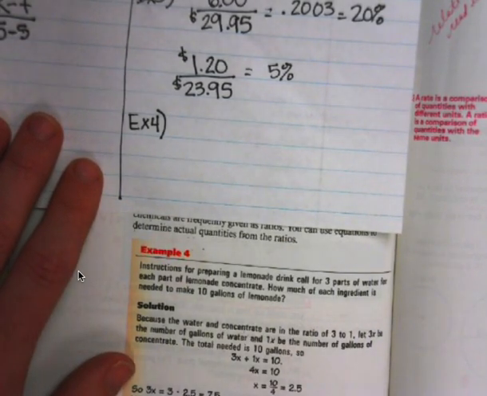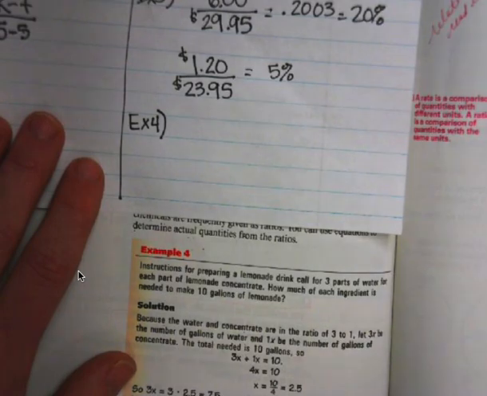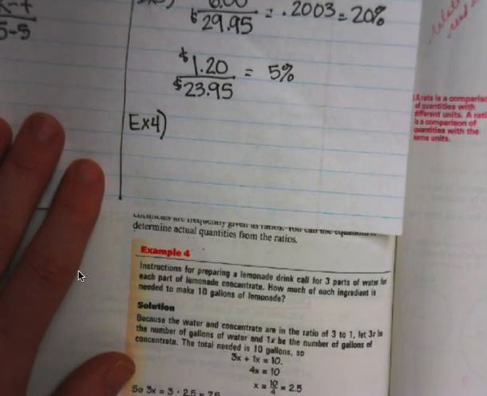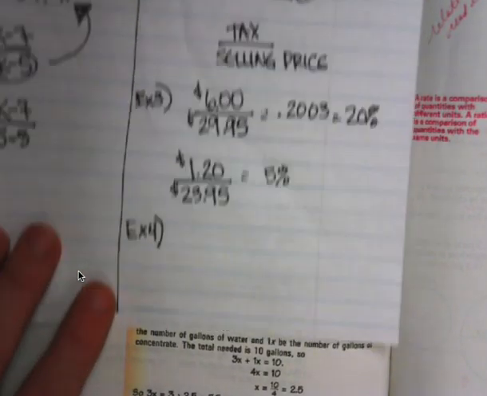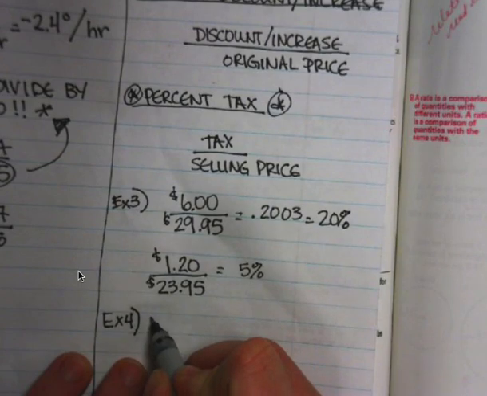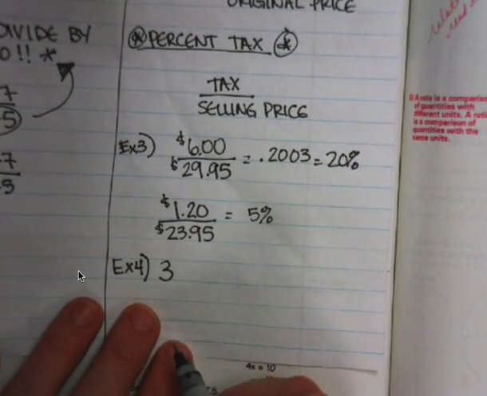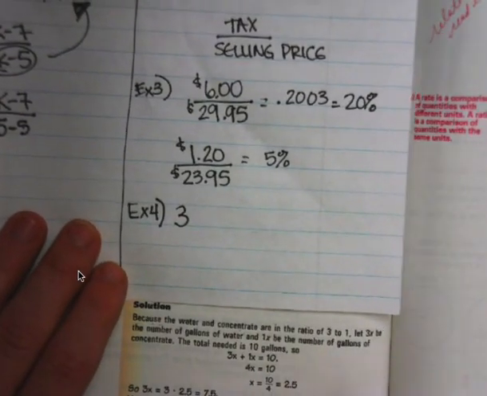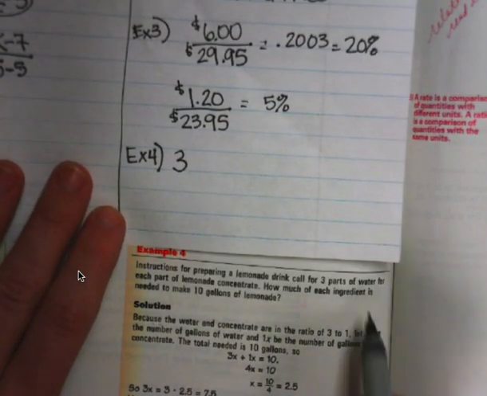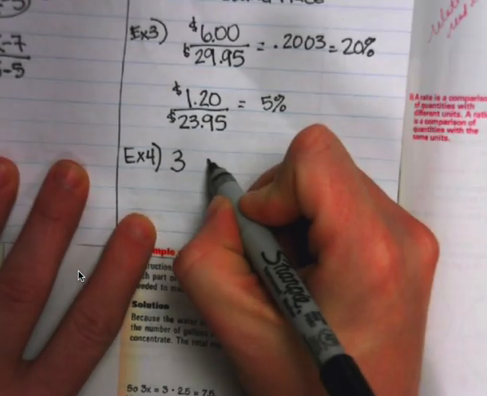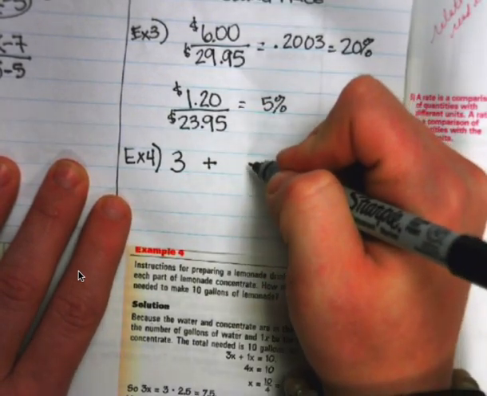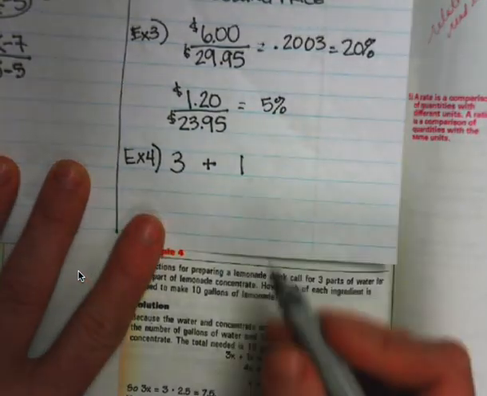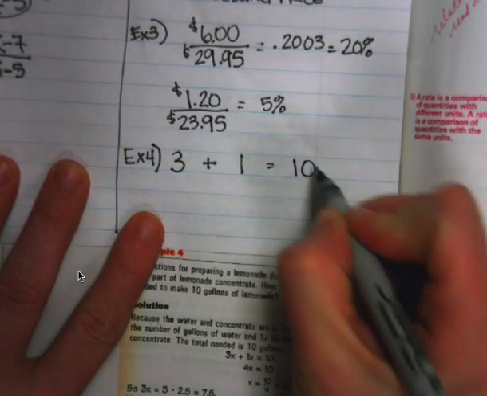I don't know what that part is. Is it a cup? Is it 2 ounces? I don't know that. So if you don't know, you can go ahead and put a variable in there, and that's what we'll solve for. So I know that for every three parts of water, I'm also going to add 1 part lemonade, and I want that to equal 10 gallons.